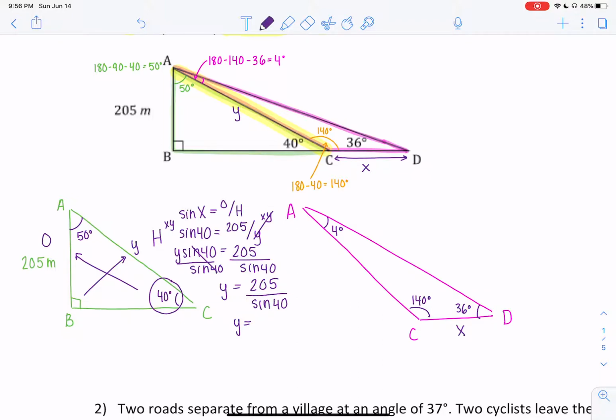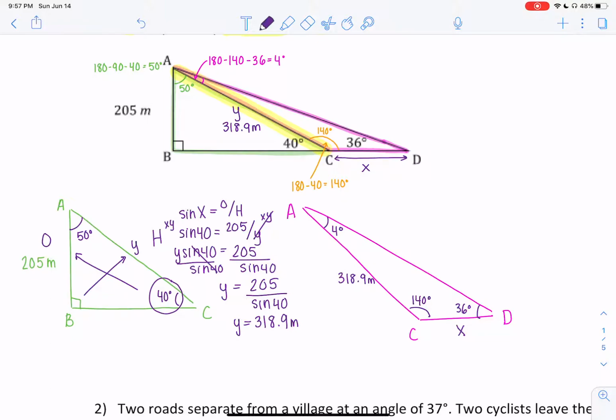So that gives me that y is equal to 205 divided by sine 40, which is 318.9. So if I go to my original diagram, this y here is 318.9 meters. And I can also put that on this triangle here.